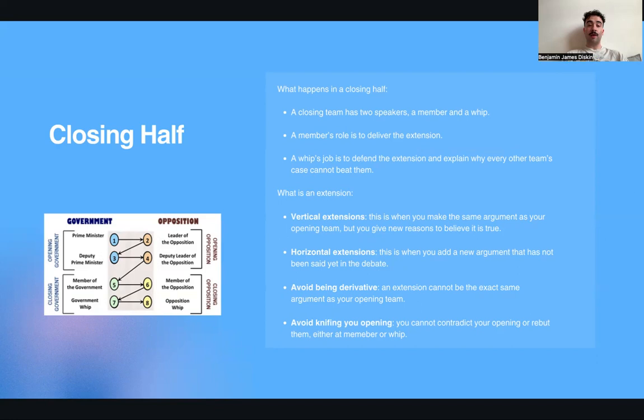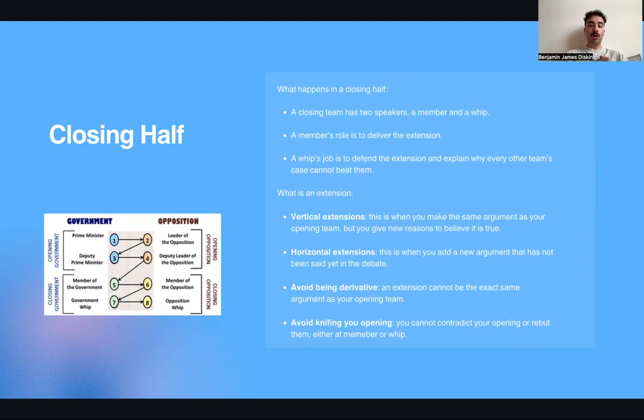The other type of extension or argument that closing teams can make is what is called a horizontal extension. And this is where you add new arguments and new material that have not been said in the debate yet. Before we go on to talking about how you make those arguments more specifically, there are two things that you should note as to what closing teams are not allowed to do.